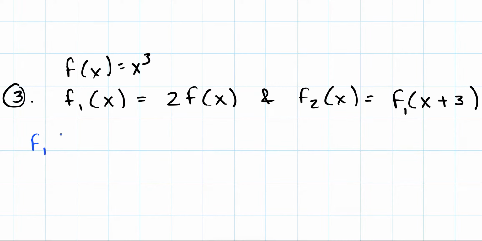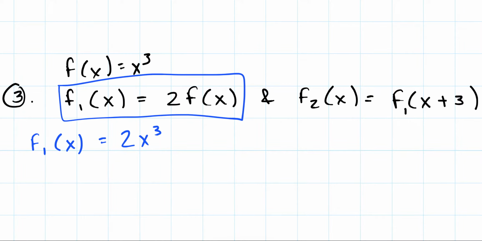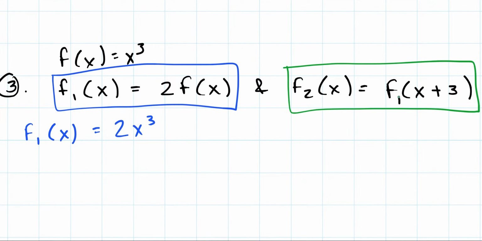Okay, so f1 of x is 2 times this function, so it's 2x cubed. f2 of x is taking f1, which is right here, and plugging in wherever we see an x, x plus 3. So f2 of x is taking this function, and wherever I see an x, I plug in x plus 3. Easy, right?